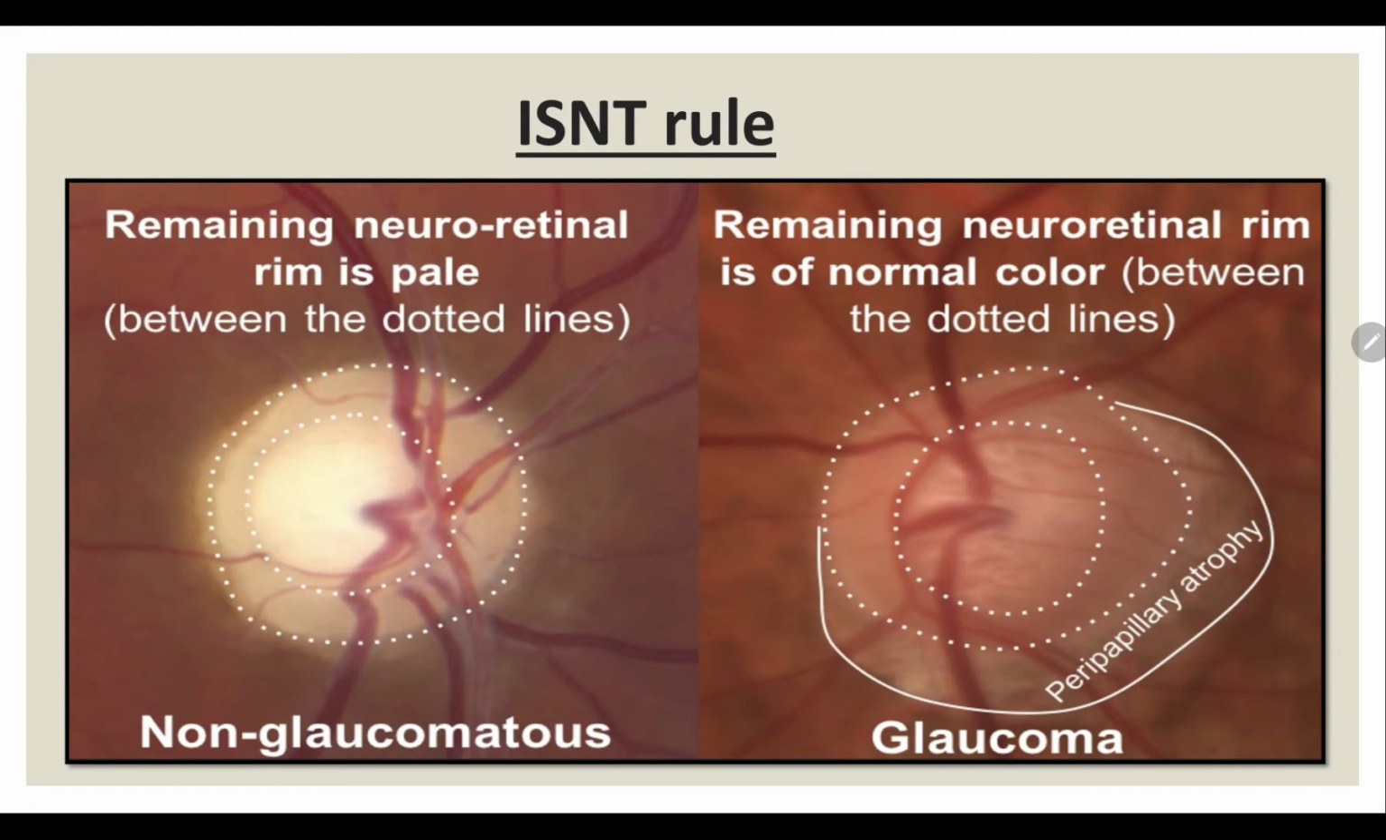Next is the ISNT rule. The ISNT rule is basically associated with glaucoma. They say the thickness of the neuroretinal rim is in this order: inferior, superior, nasal, and temporal. So whenever there is involvement of the inferior and superior components, thinning of this neuroretinal rim is suggestive of, or pathognomonic for, primary open angle glaucoma. That is the ISNT rule.